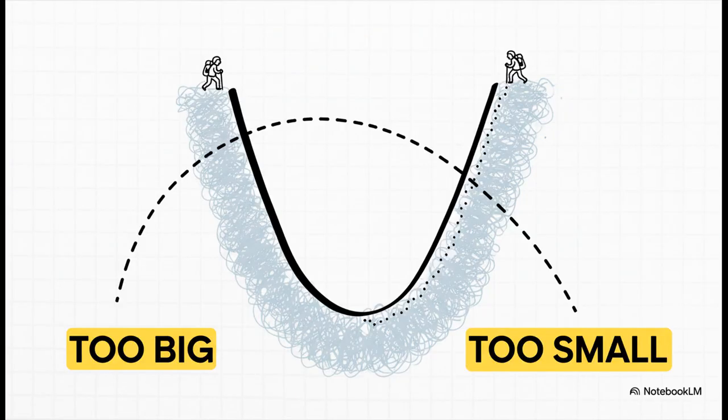Now, a super important part of this is something called the learning rate. Think back to our hiker. The learning rate is just the size of the step she takes downhill. See, if the steps are too big, she might jump right over the bottom of the valley and end up on the other side. But if they're too small, well, it could take forever to get there. Finding that just right learning rate, that's one of the real fine arts of machine learning.